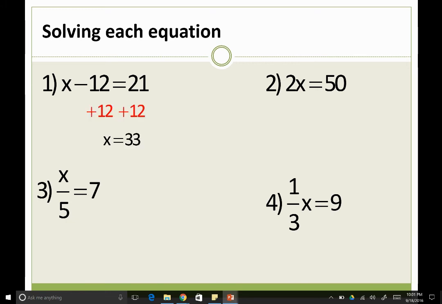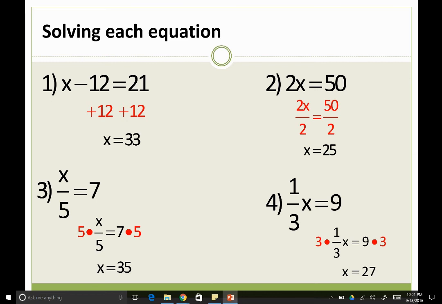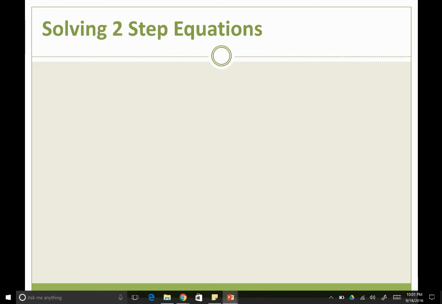Did you add 12 and get x equals 33, divide by 2 and get x equals 25, multiply by 5 and get x equals 35, and then multiply by 3 and get x equals 27? Well, I hope you did, but if you didn't, please write down your questions. If there's anything here that doesn't make sense, please write it down and make sure you're ready to ask about it in class. So let's move on now to two-step equations.